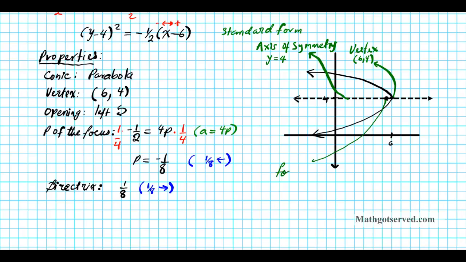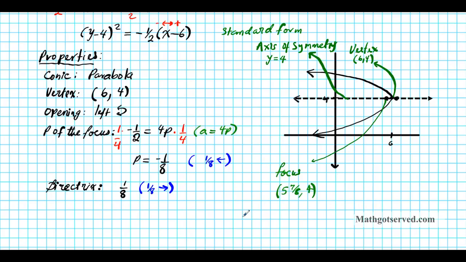The x coordinate of the focus: you just subtract 1/8 from 6, so 5 and 7/8. And then the y coordinate stays the same at 4. So there goes your focus. Next thing we're going to graph is the directrix. The focus goes 1/8 units to the left, so the directrix is going to go 1/8 units to the right. Somewhere there, exaggerating it a little bit, it's much closer.